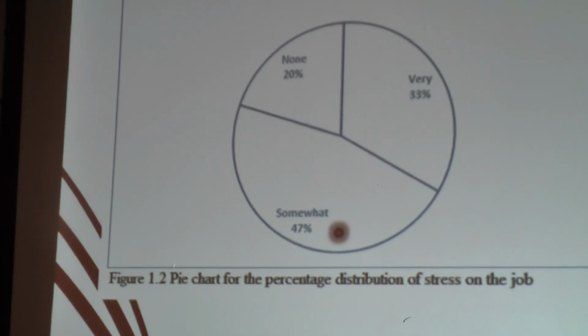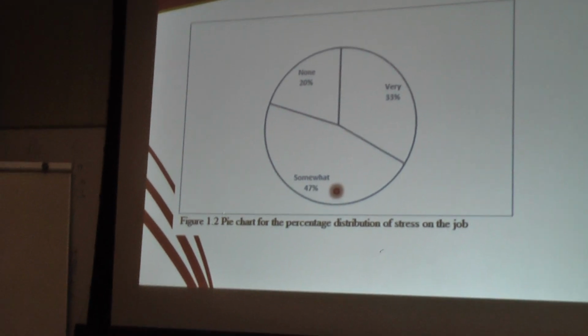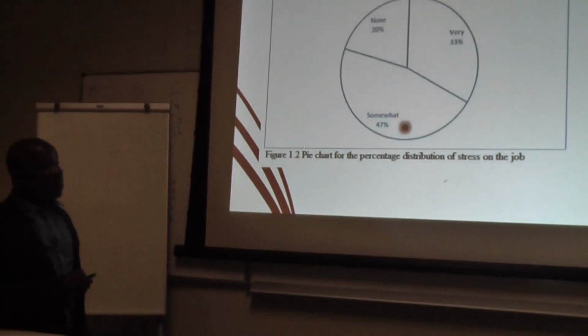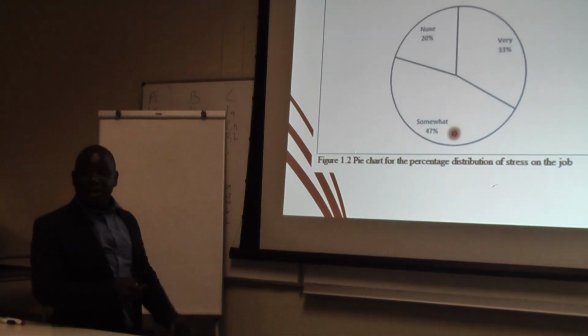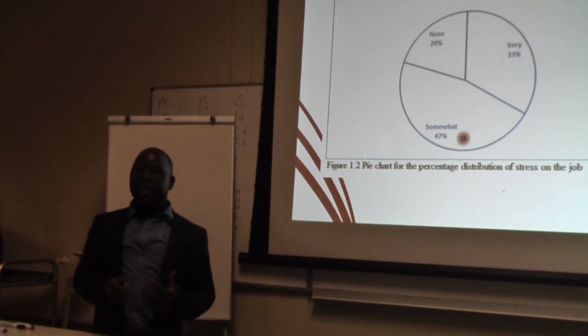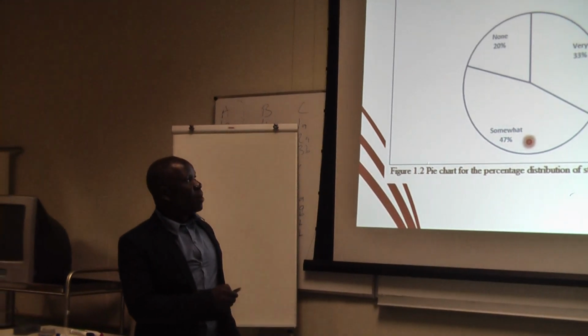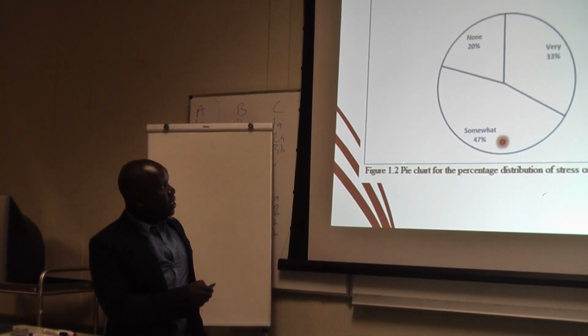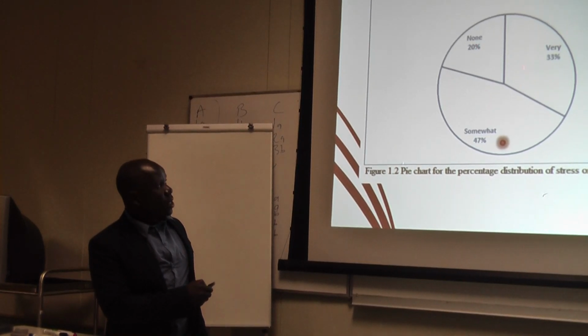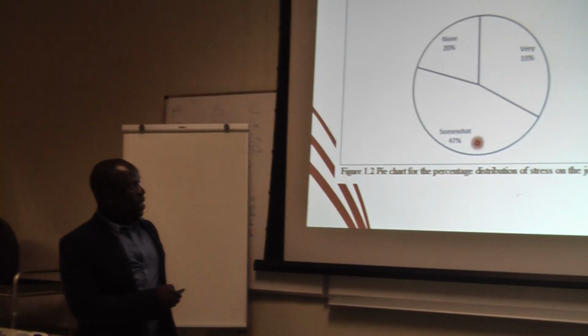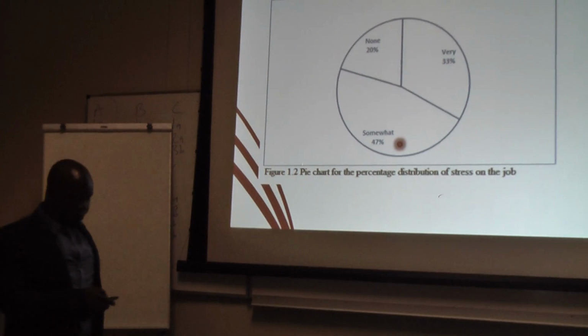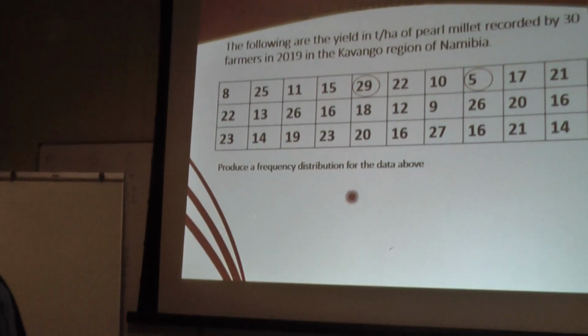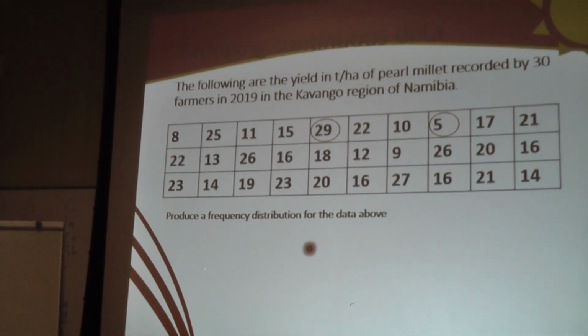If you do it correctly, you must be able to produce this pie chart, and you must know which specific mathematical tools you need to come up with a pie chart. Definitely you need a protractor to measure the degrees for those who said none, those who said very, and those who said somewhat. Now let's move on to grouping continuous data.